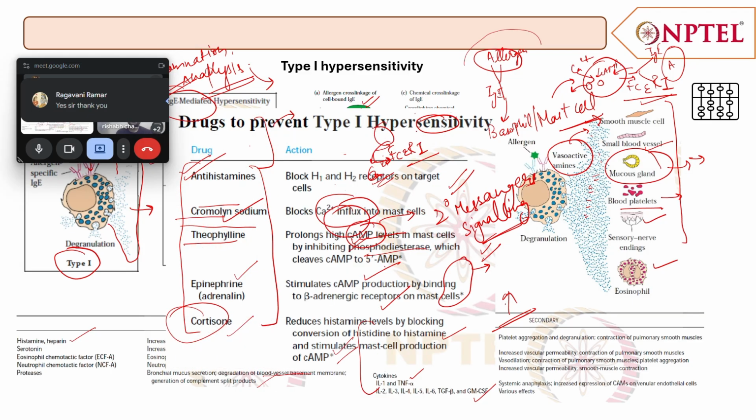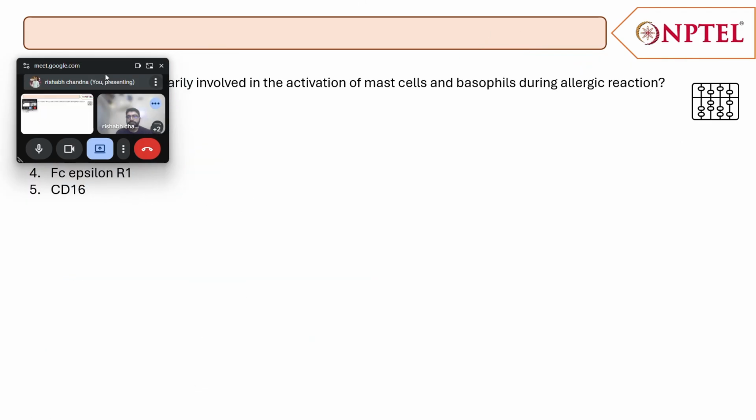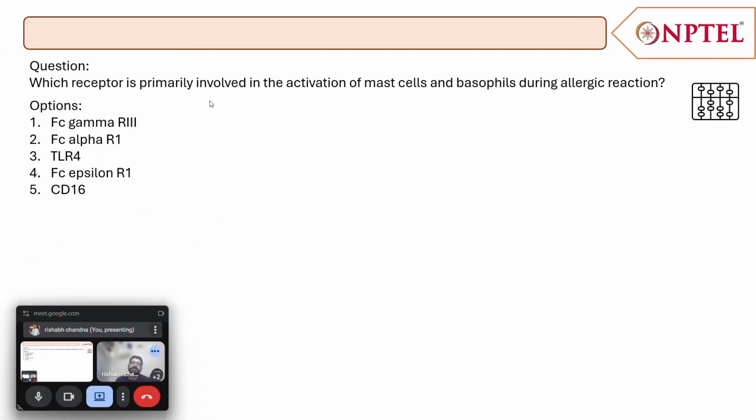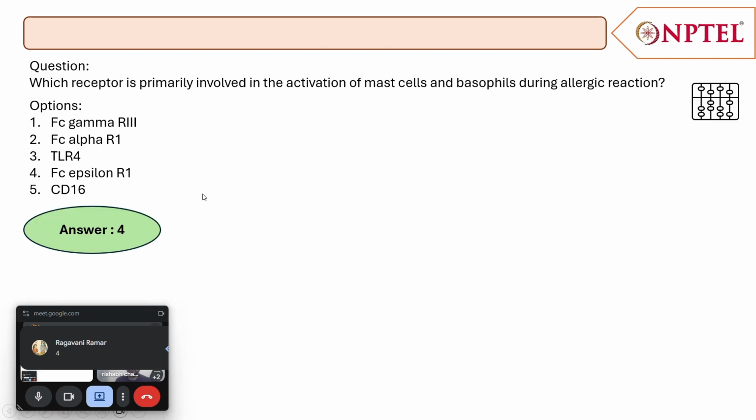Okay, so let's move forward. The question is, which receptor is primarily involved in the activation of mast cells and basophils during an allergic reaction? So what can be the correct answer? Yes, the correct answer is option number 4.